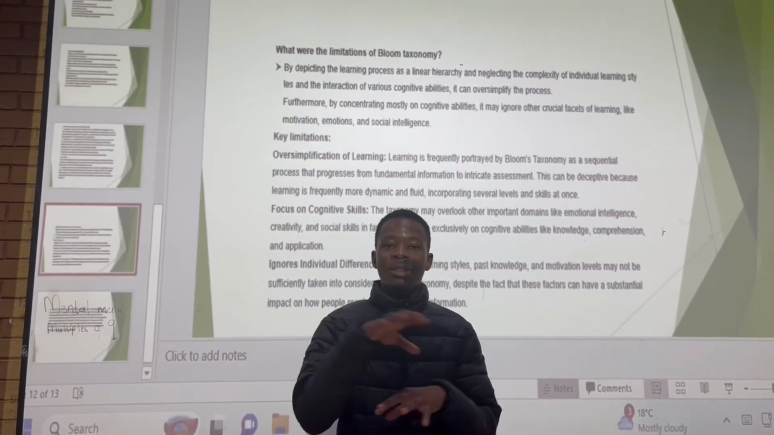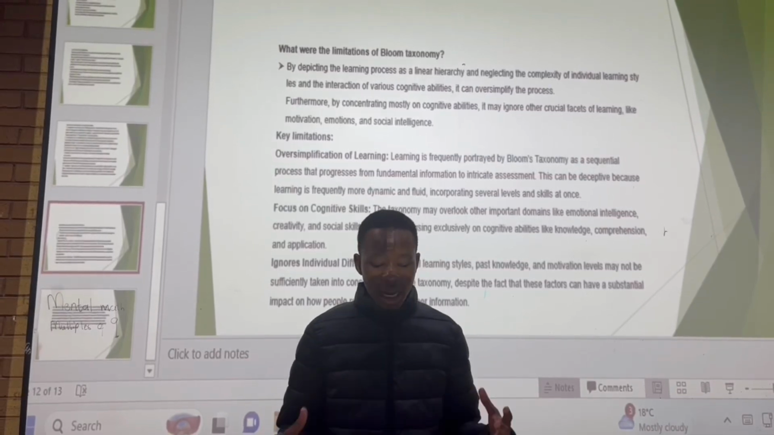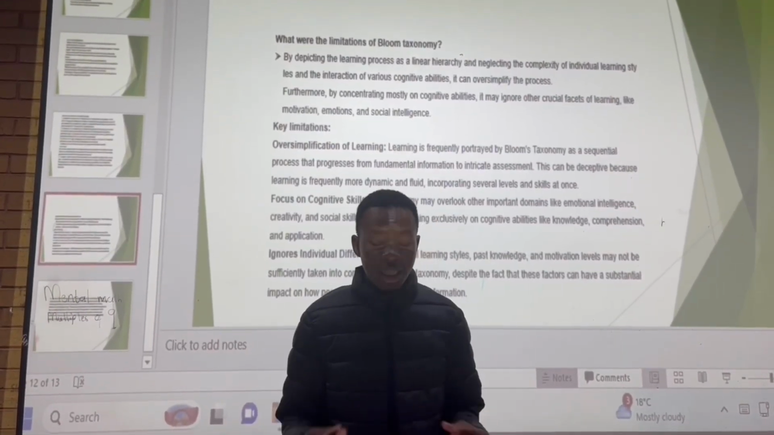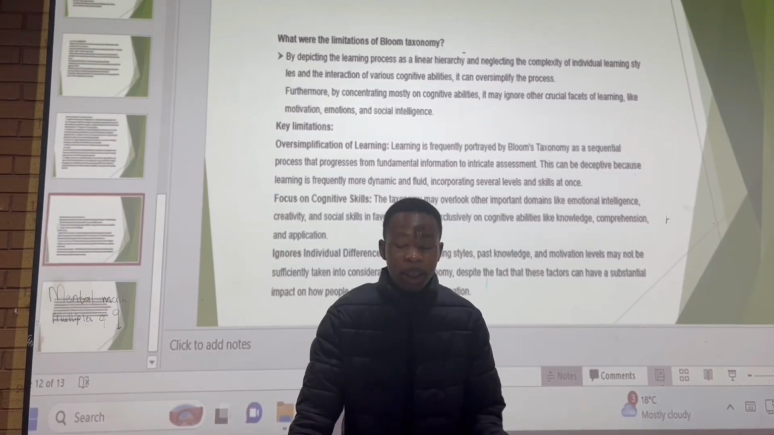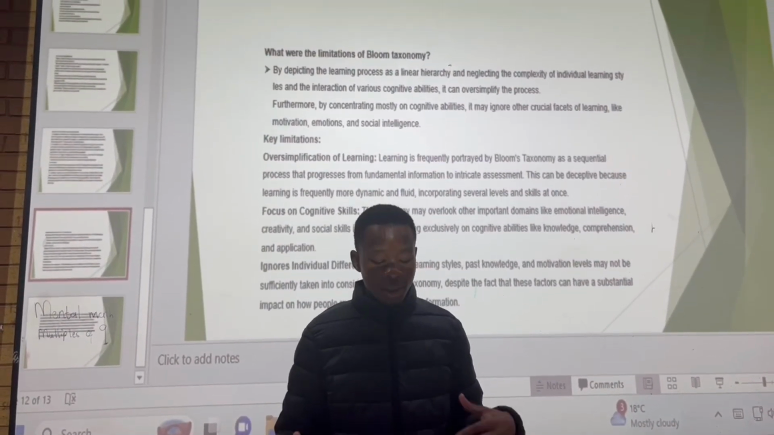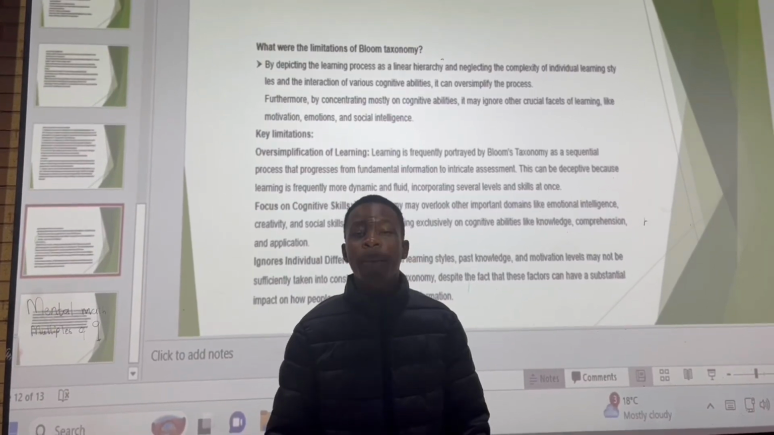Ignores individual differences. Individual learning styles, past knowledge, and motivation levels may not be sufficiently taken into consideration by the taxonomy, despite the fact that these factors can have a substantial impact on how people receive and remember information.